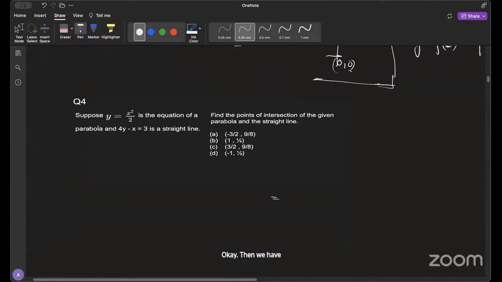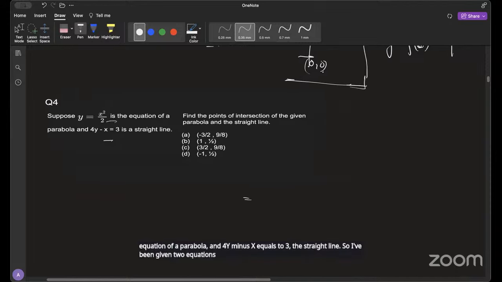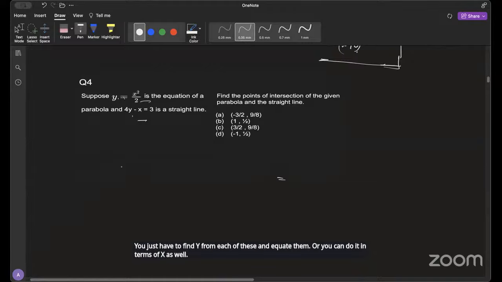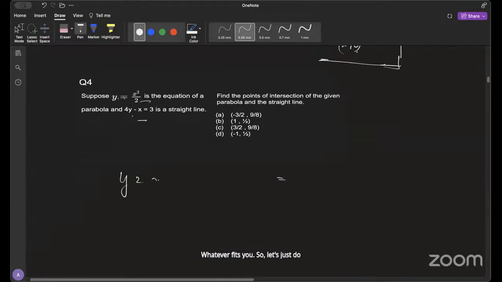Then we have this question where you have been given the equation of a parabola, and 4y minus x equals 3 is a straight line. So I've been given two equations, one of a parabola, one of a straight line, and you need to find the point of intersection of the given parabola and the straight line. All you need to do is find y from each of these and equate them. Or you can do it in terms of x as well, whatever fits you. So let's just do it the usual way. This is x squared by 2. And from here, you find the value of y, so y equals (x plus 3) by 4.